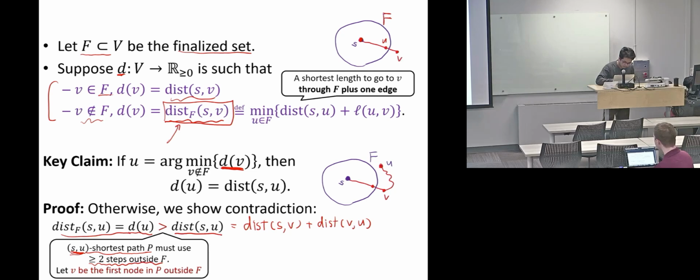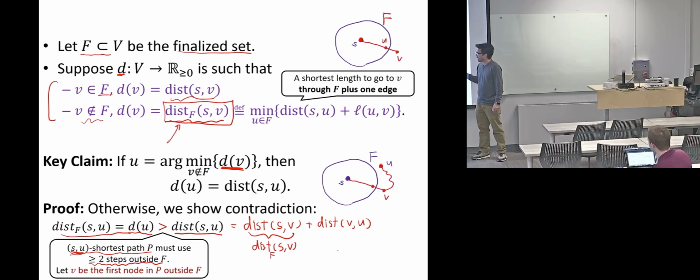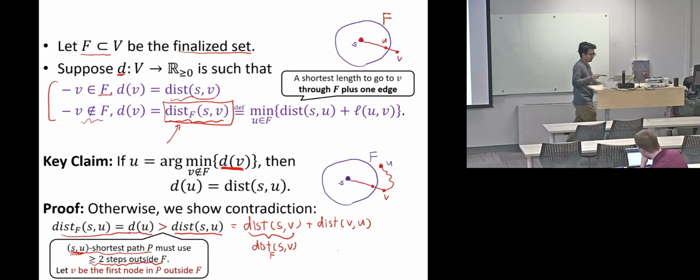But I claim that this thing is just the same as this, the F of S to V. Why is that? Because it's taking a path that only takes one edge outside of F. Yeah, it's by the choice of V. It used just one step outside F. So these are the same. Good. All right.